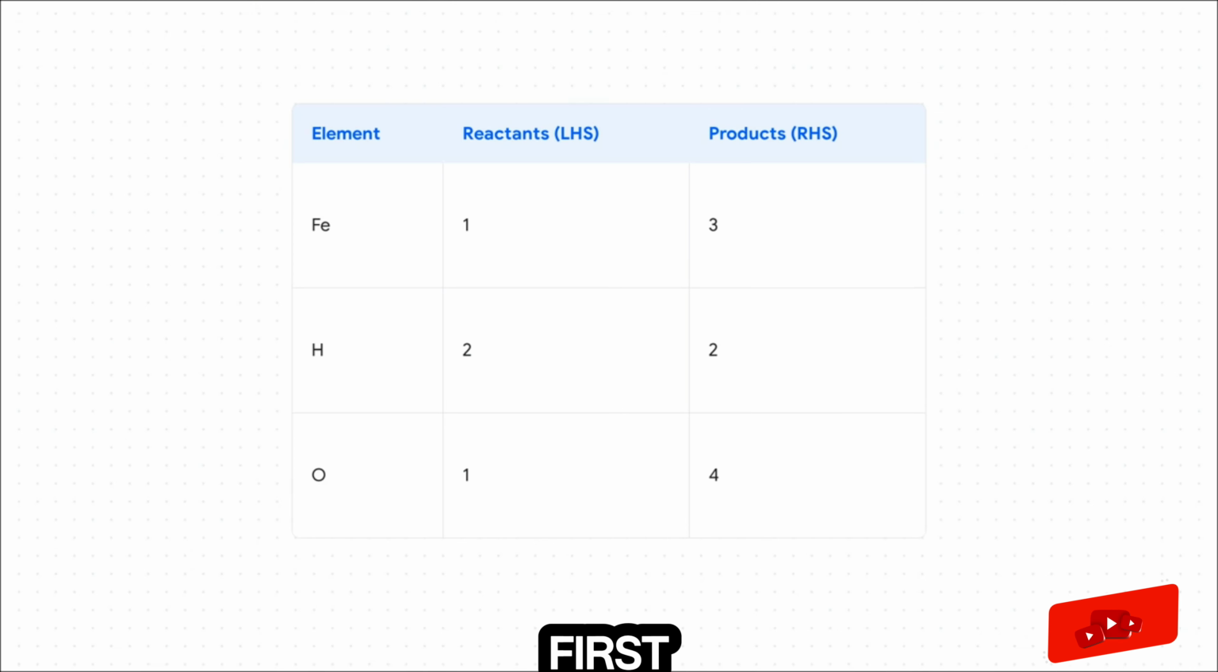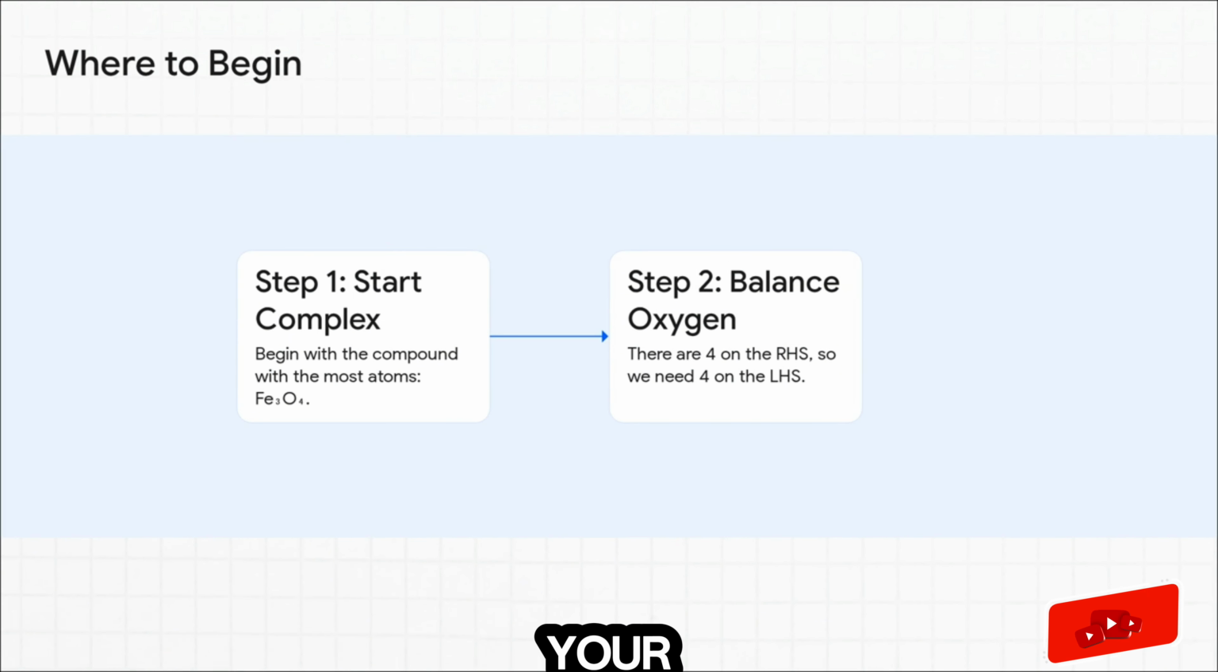So, the very first step is to just take a quick count. On the left side, we have 1 iron, 2 hydrogens, and 1 oxygen. On the right, 3 iron, 2 hydrogens, and 4 oxygens. Okay, so our iron and oxygen are the problem children here. Let's fix them. Now here's a great tip to make your life easier. Always start with the most complicated-looking compound in the equation. In our case, that's definitely Fe3O4. It's got the most atoms.